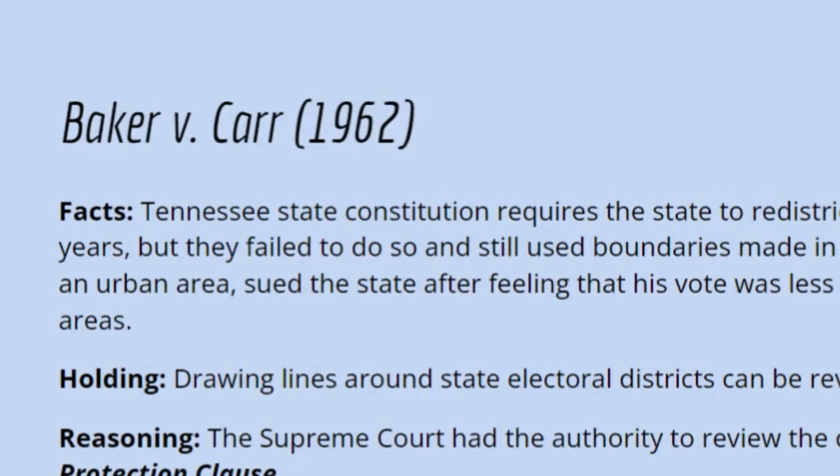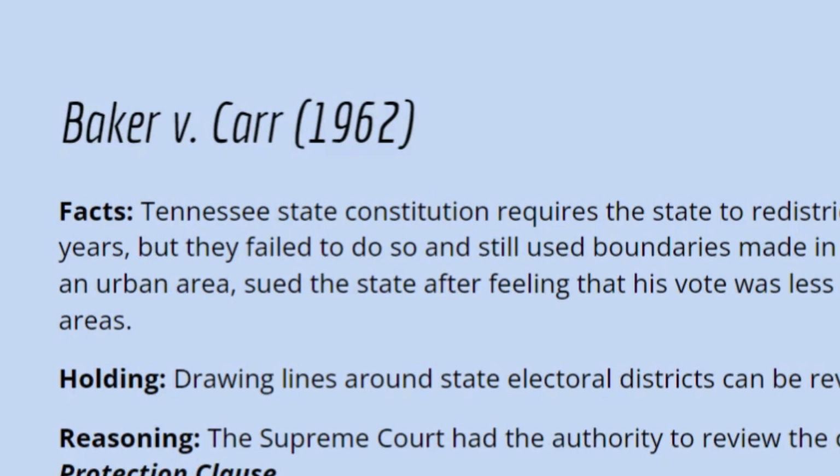Favorite required SCOTUS case. Baker versus Carr, 1962. Facts. Tennessee state constitution requires the state to redistrict legislative boundaries every 10 years, but they failed to do so and still used boundaries made in 1901. Charles Baker, a resident of an urban area, sued the state after feeling that his vote was less valued than the people from rural areas.